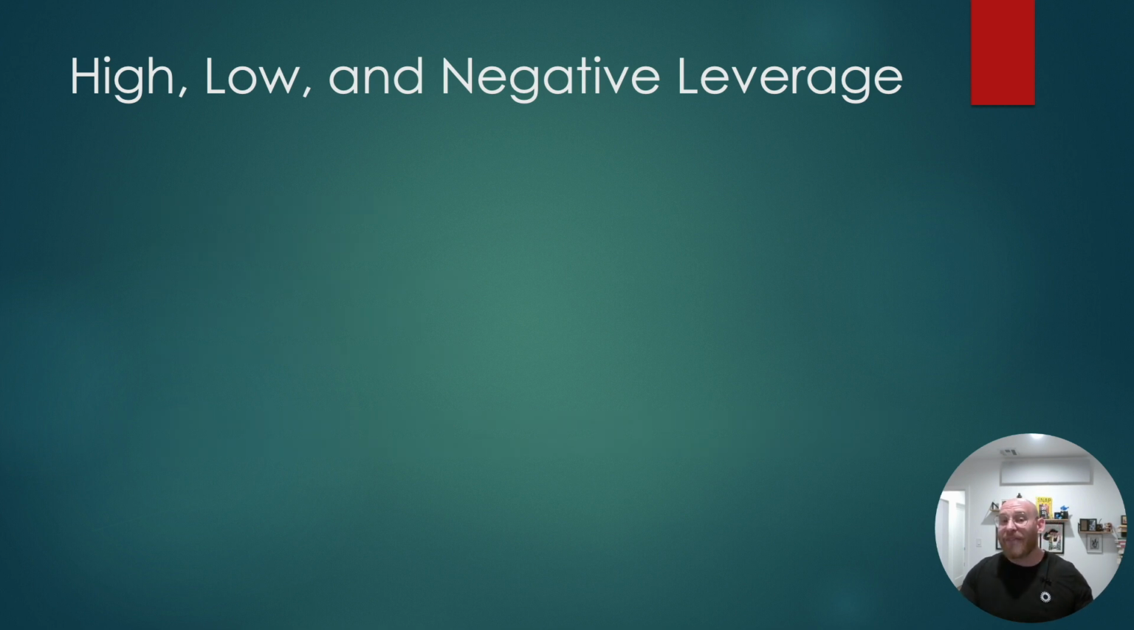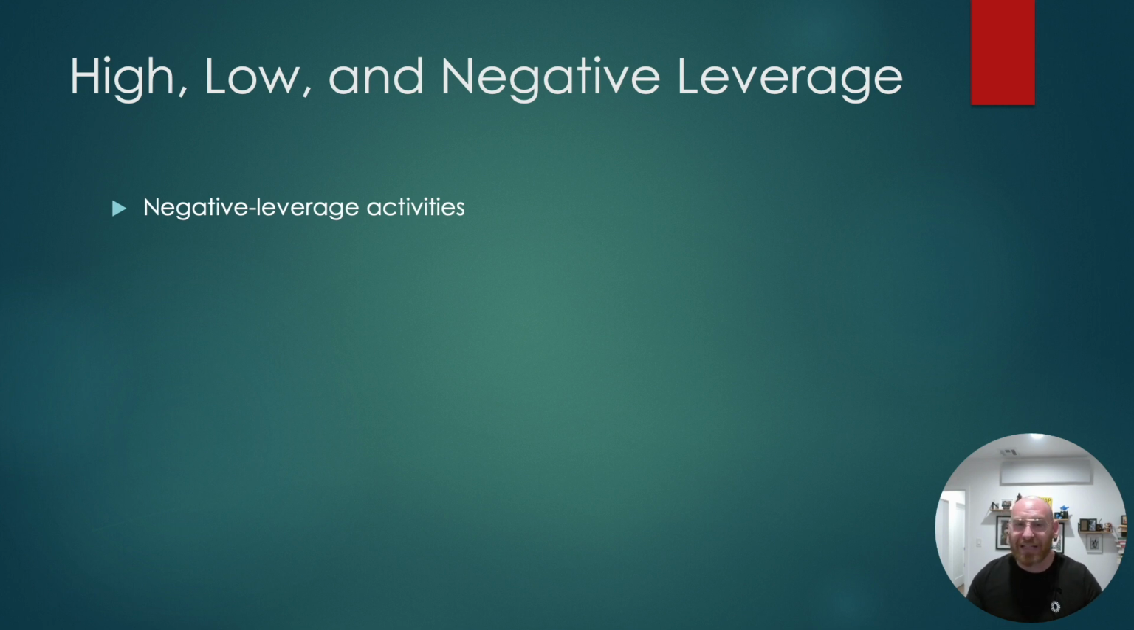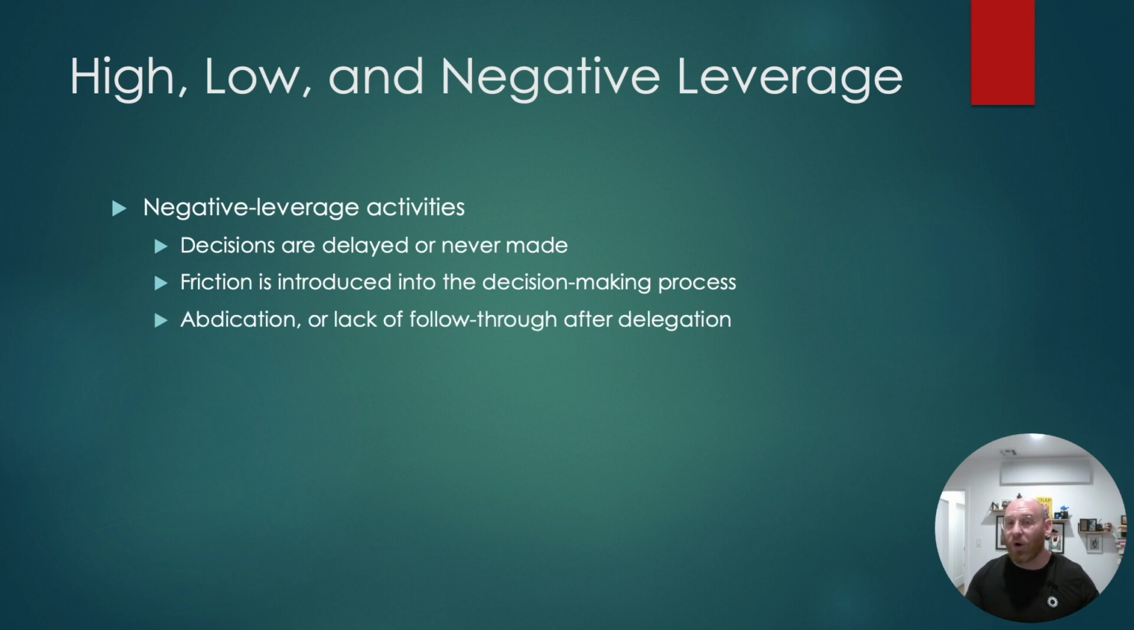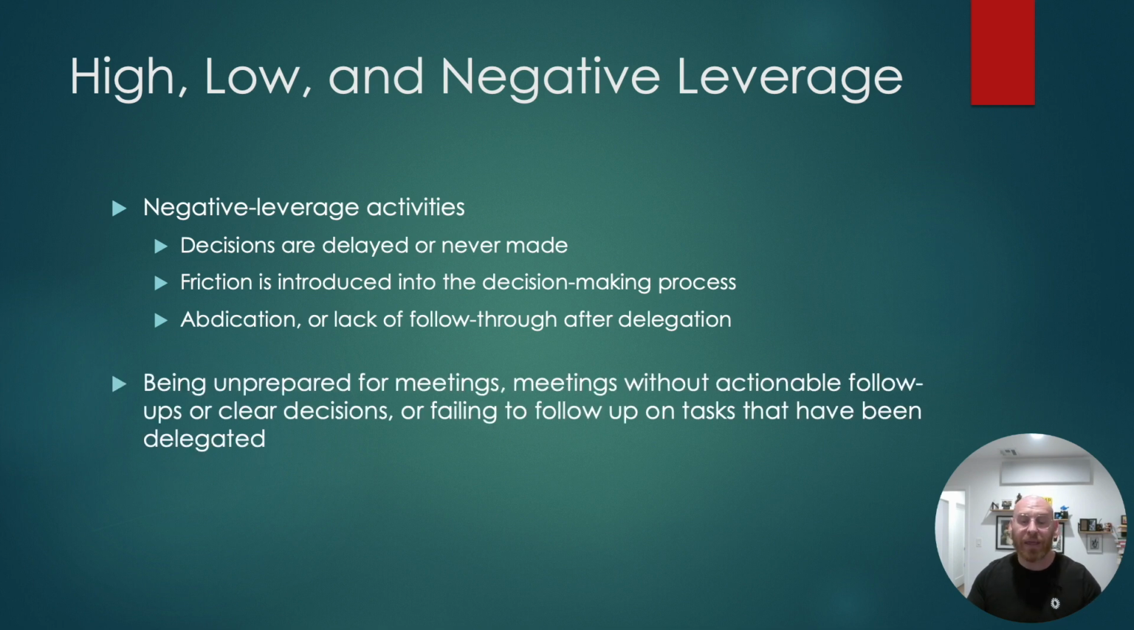Now, finally, at the far end of the spectrum are negative leverage activities. Negative leverage activities are achieved when decisions are delayed or never made, when friction is introduced into the decision-making process, and when abdicating or when no follow-through is committed after delegation.